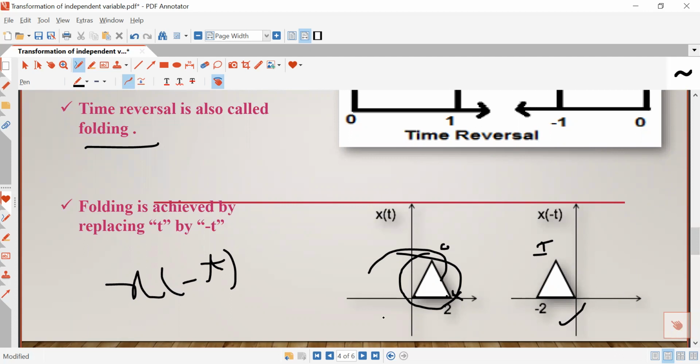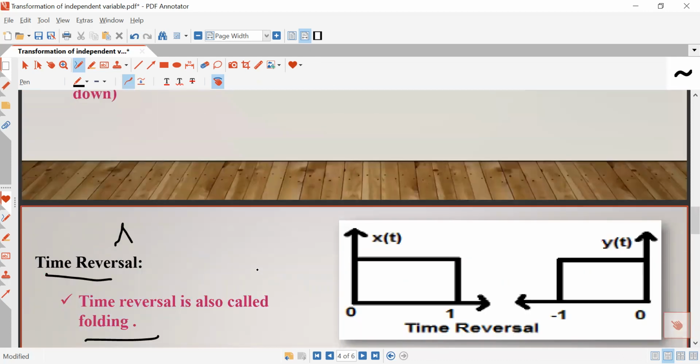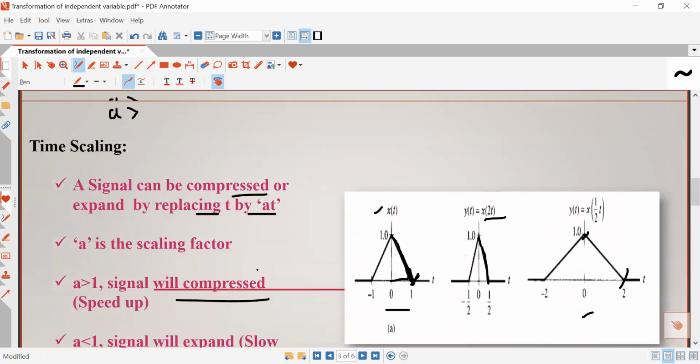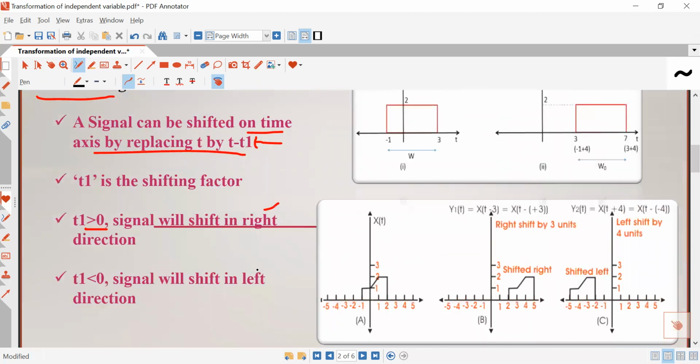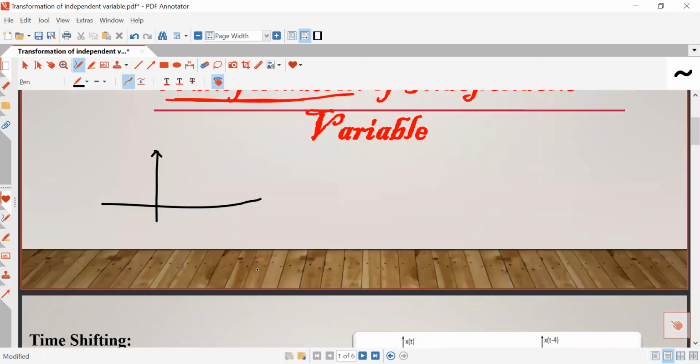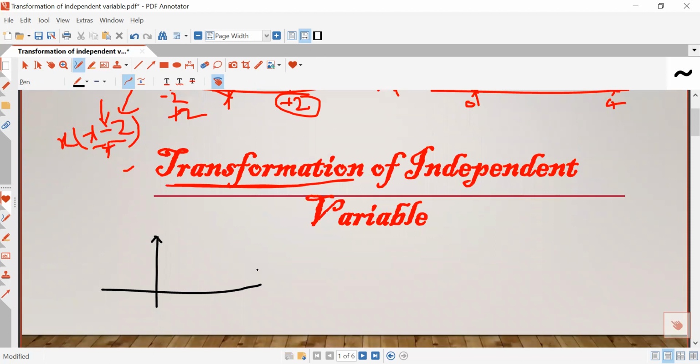In this way, there are three transformations of the independent variable through which you can change the characteristics of the signal. This transformation is required. Knowledge of it is required for the analysis of signals. In some cases, there will be a need to expand the signal. In some cases, there is a need to compress the signal. In some cases, there is a need to get the image of the signal.